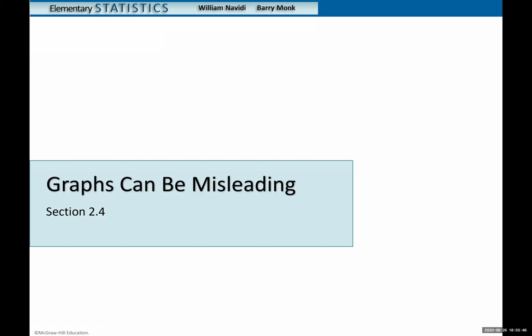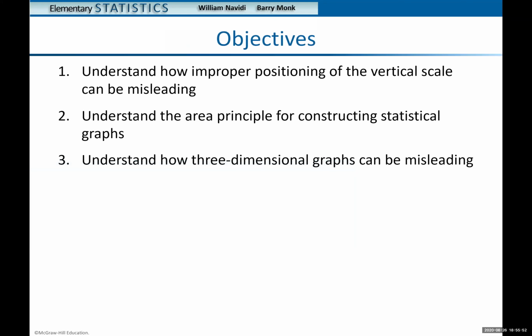Next one, 2.4. Graphs sometimes can be misleading. And what are the reasons? So these are the objectives. Understand how improper positioning of the vertical scale can be misleading. Next is understand the area principle for constructing statistical graphs. And the last one, understand how three-dimensional graphs or 3D graphs can be misleading.